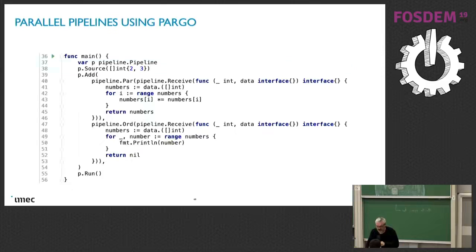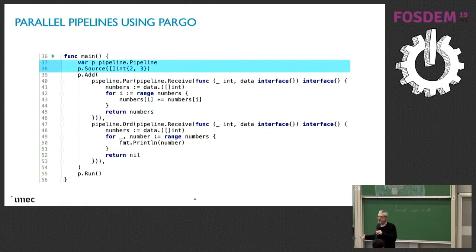What we do here is we Pargo, a pipeline is a data structure. The null value can already be used. We give it a source. In this case, it's a silly source. It's a slice of two numbers. Of course, you wouldn't use a parallel pipeline for a slice of two numbers. This is just for an example.